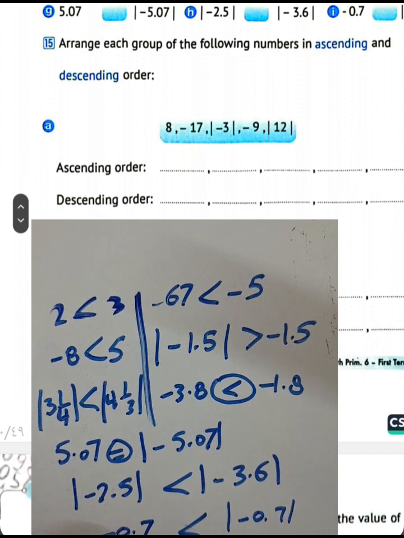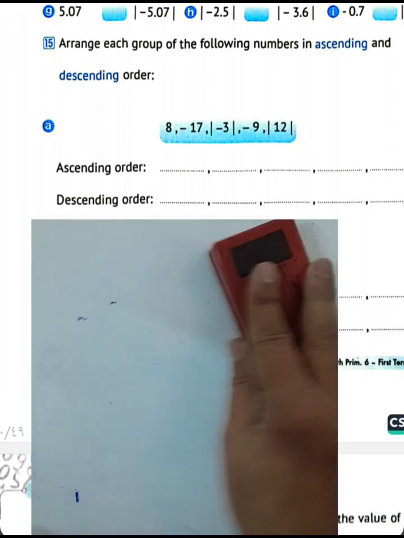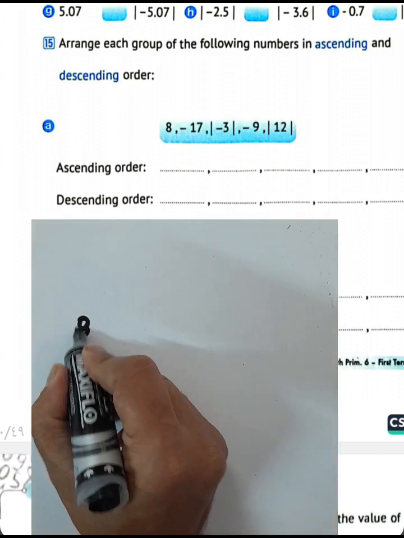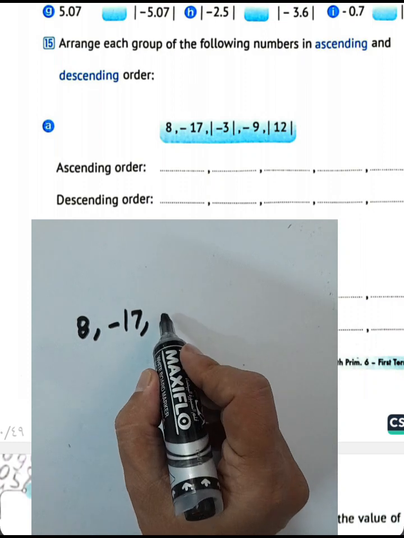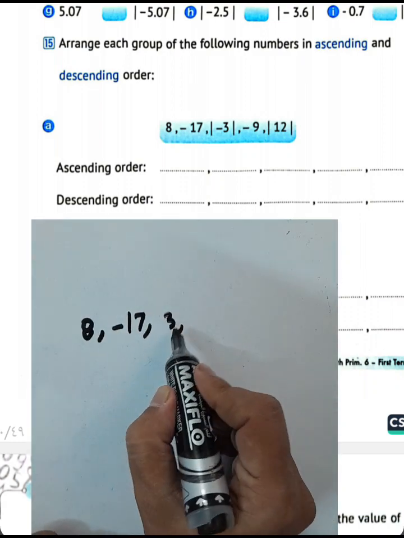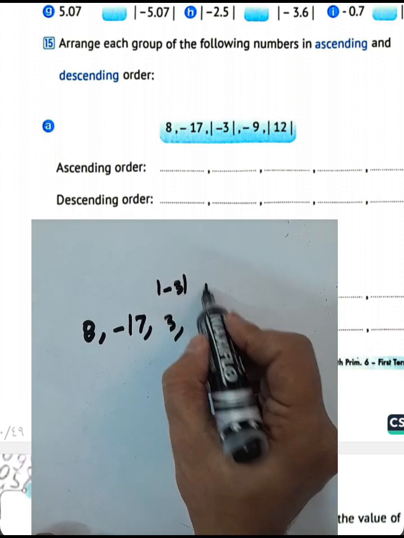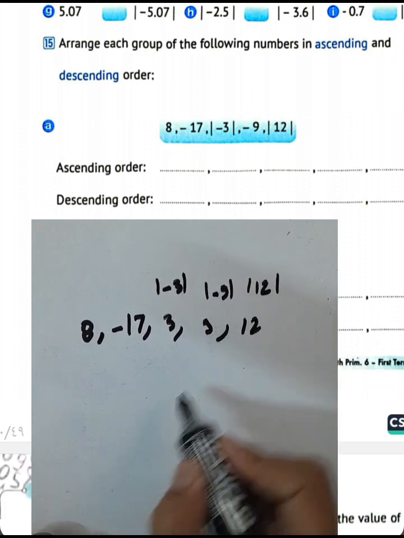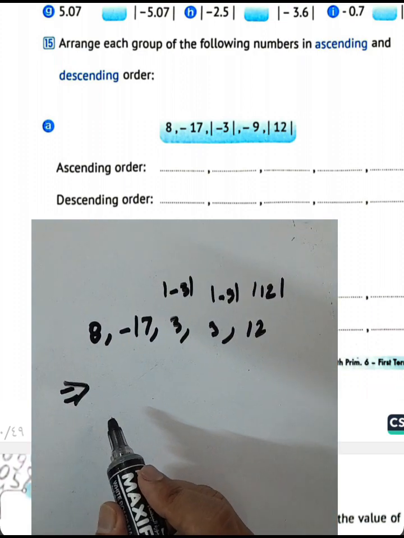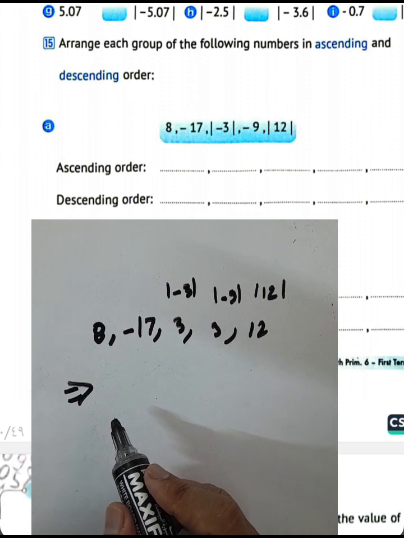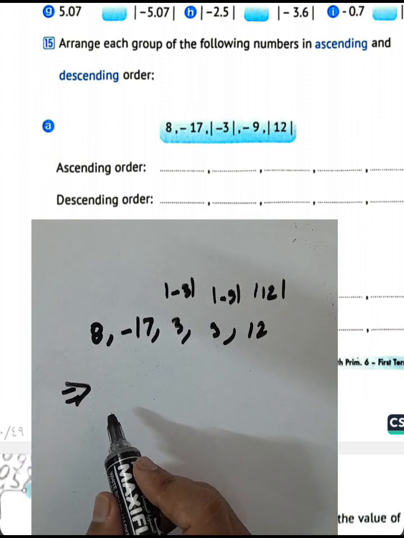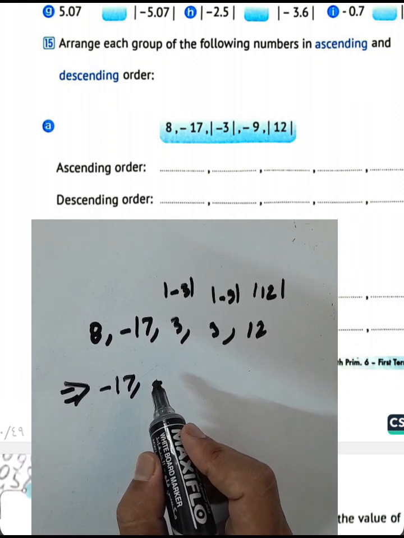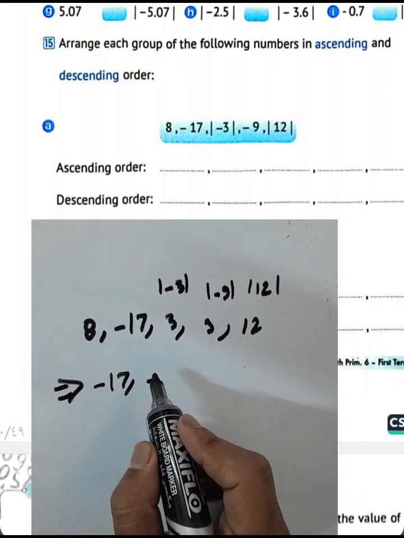Arrange the order ascending and descending. First step, we must find the result in absolute value of the first numbers. We have here 8 and negative 17, and absolute value of negative 3, it will be 3, and absolute value of negative 9, it will be 9, and absolute value of 12, it will be 12. Then we can arrange, or you can write the result from left-hand side to right-hand side. Arrange here, it will be negative 17, and here we have negative 9 only.